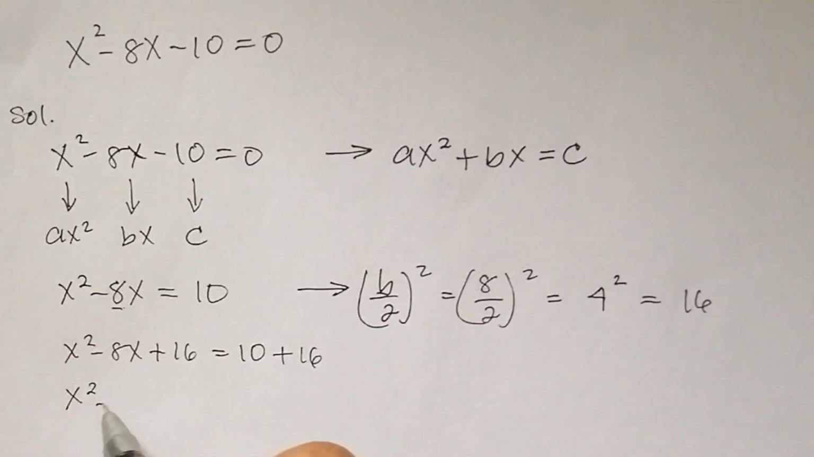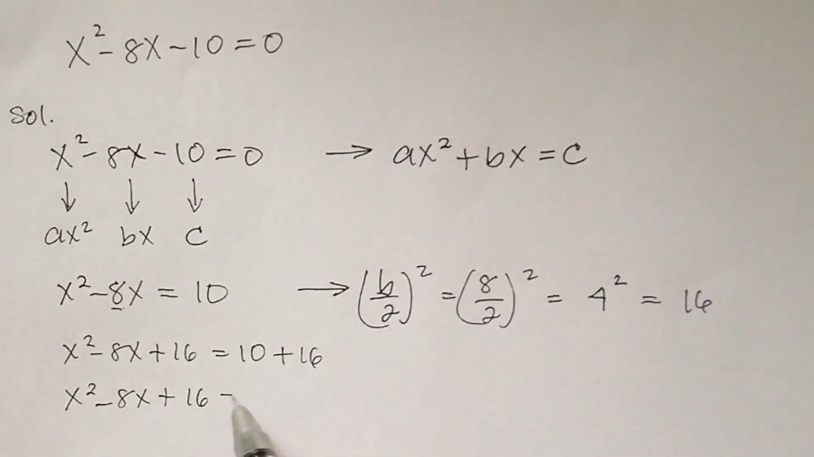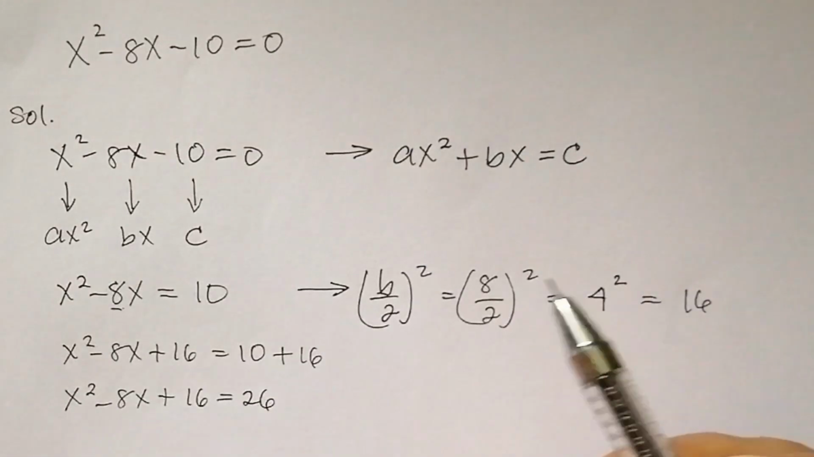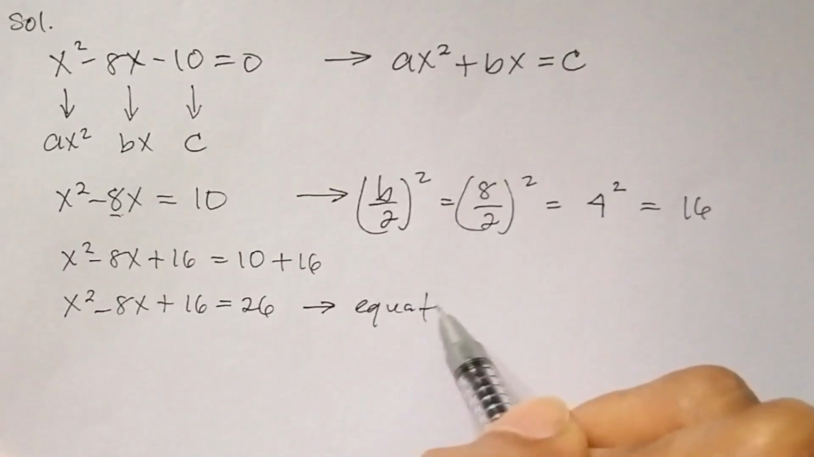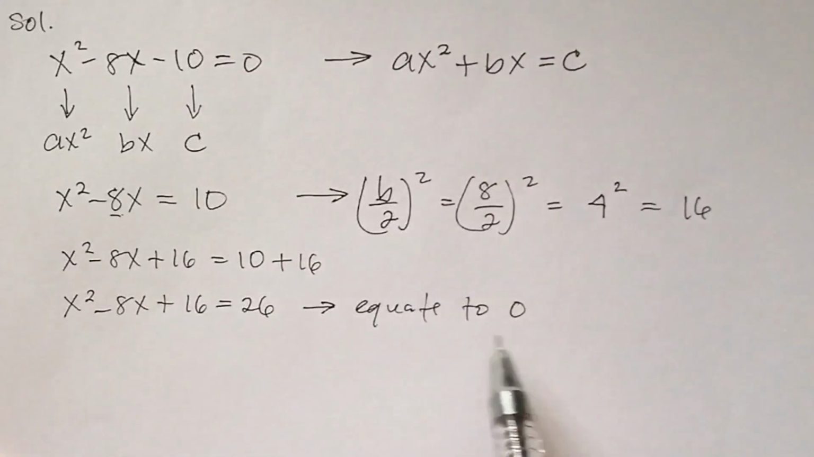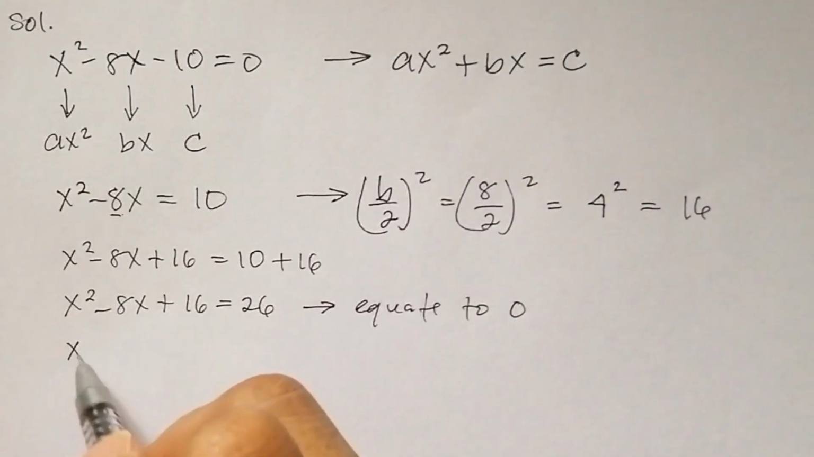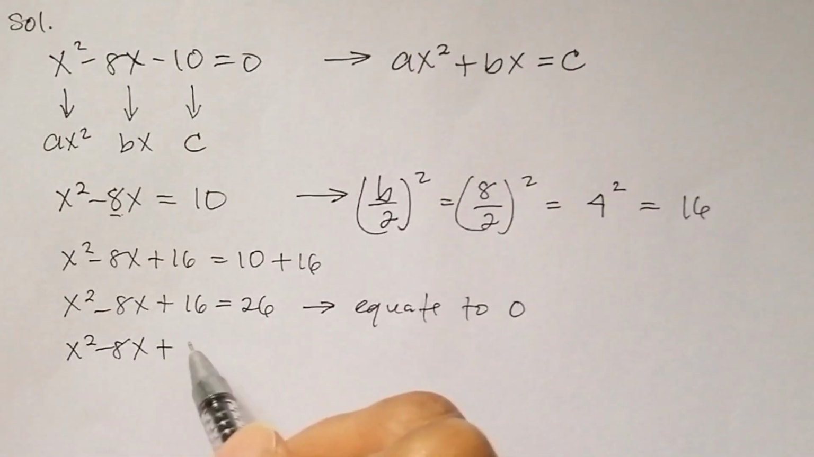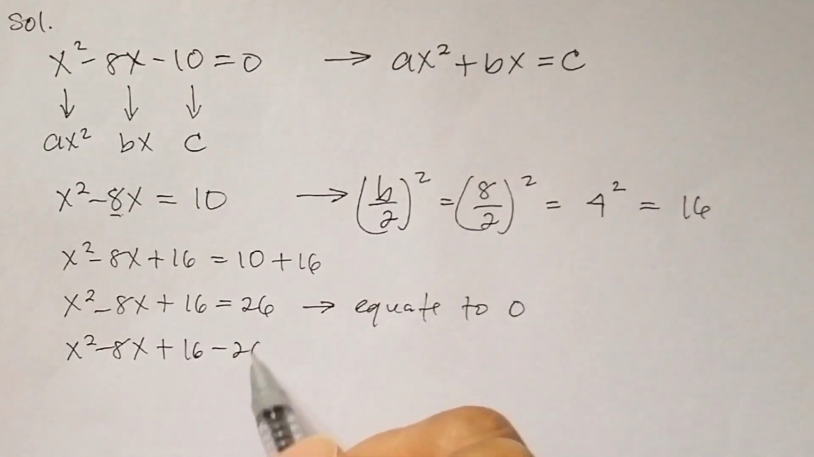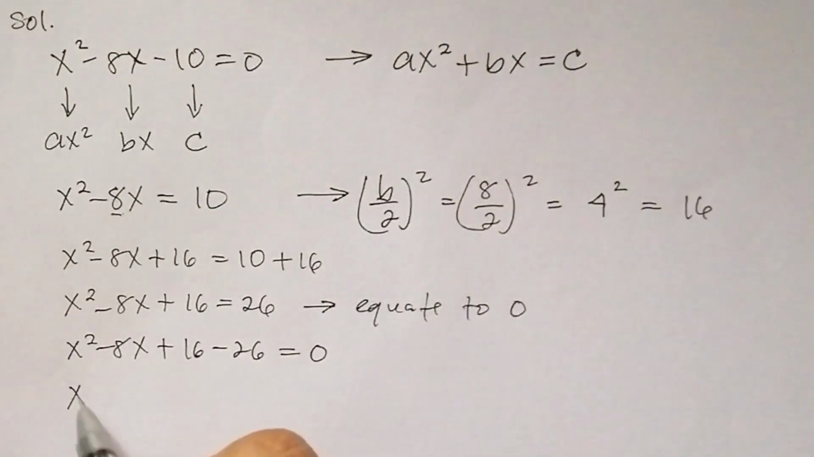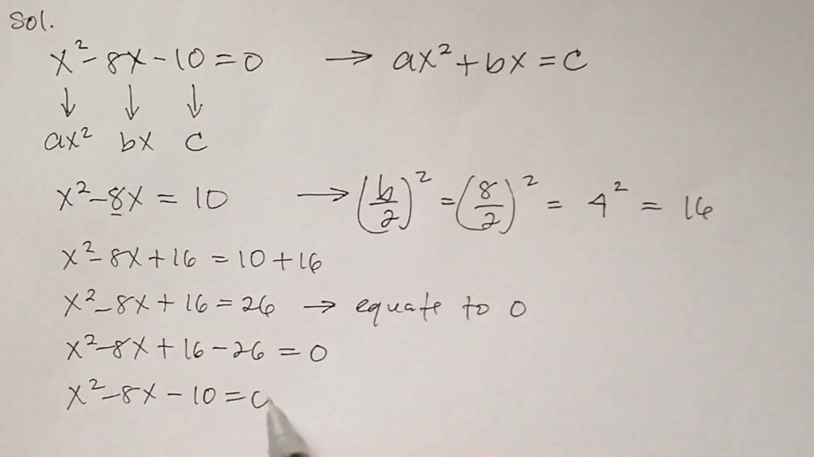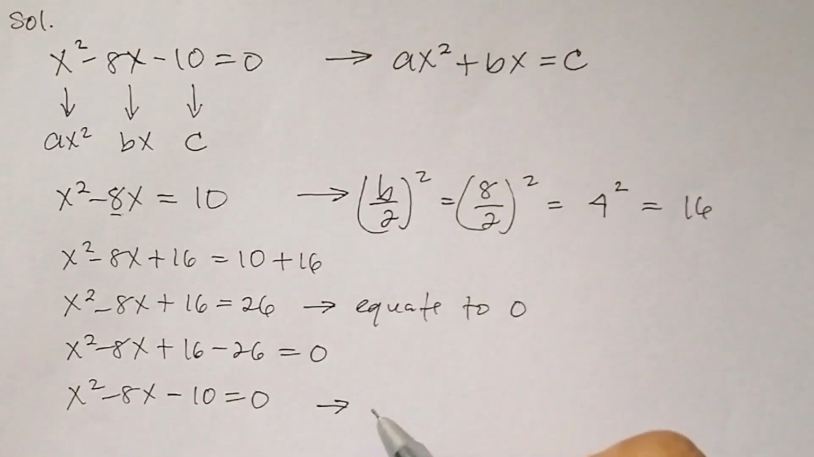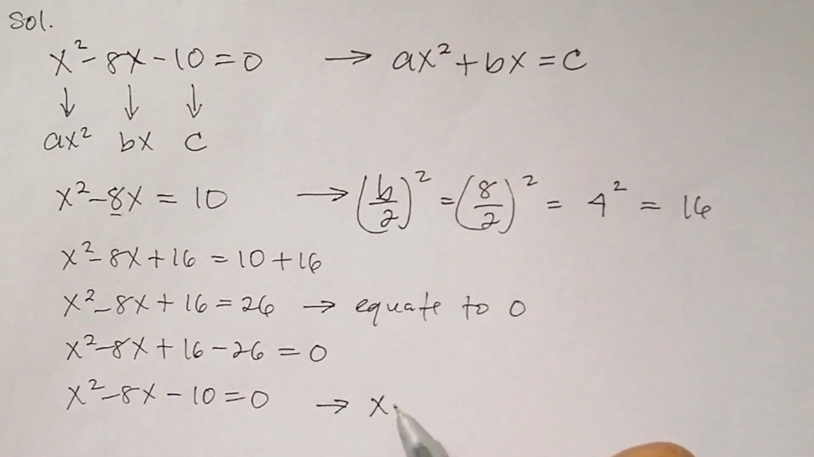Then let's simplify. The next is equate this expression to 0. Then simplify. So we've been equated to 0. Now we're gonna use the quadratic formula to find the value of x.